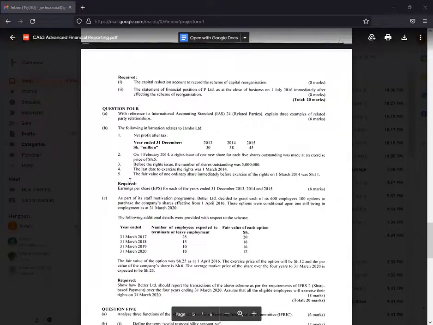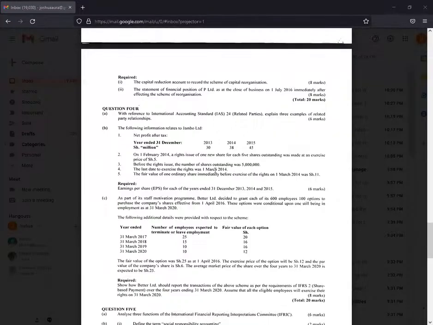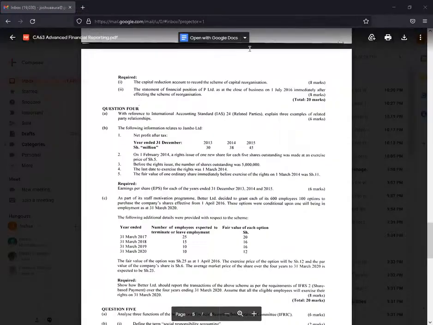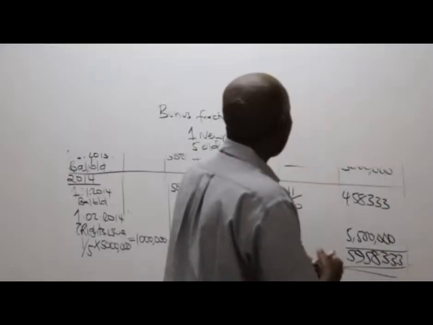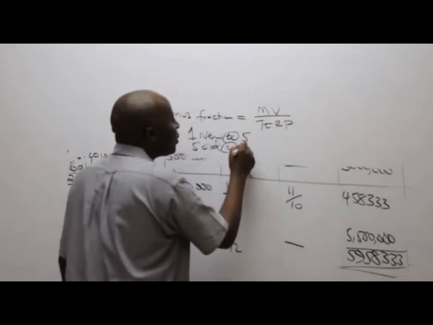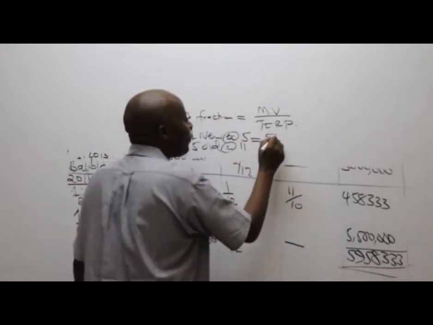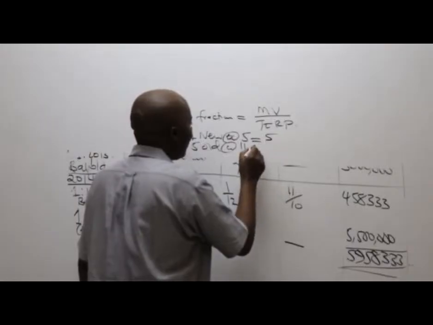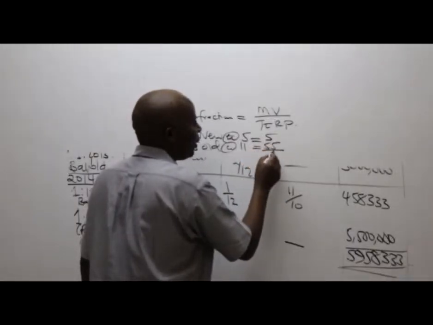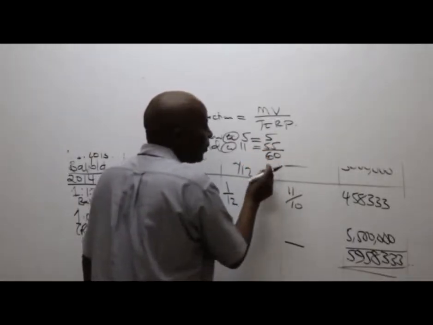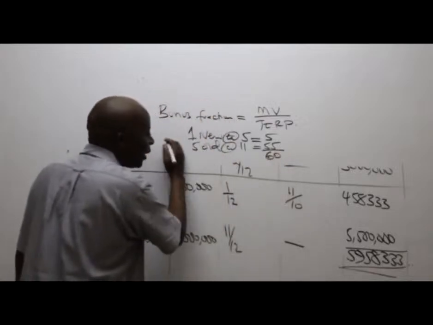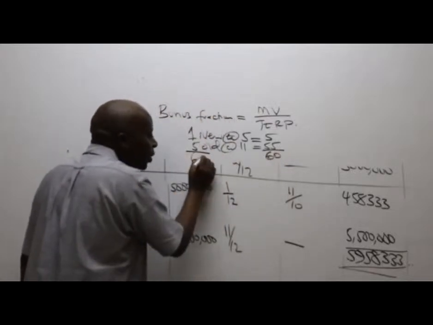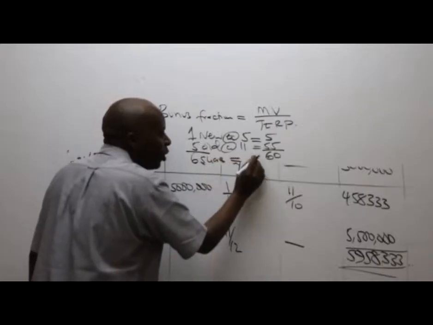So the fair value of one ordinary share immediately before exercise of the rights on 1st March 2014 was 11. So times 11 like that. Students came and gave me a figure of 5, a figure of 55, and somebody 60. But you see, this 60 is now for how many shares? 60 is now for 6 shares. So 6 shares going for 60 bob.